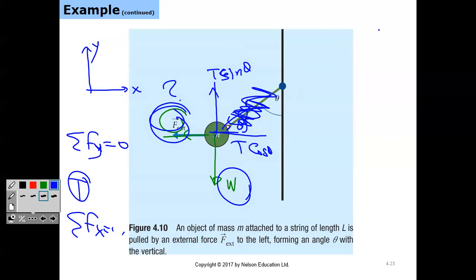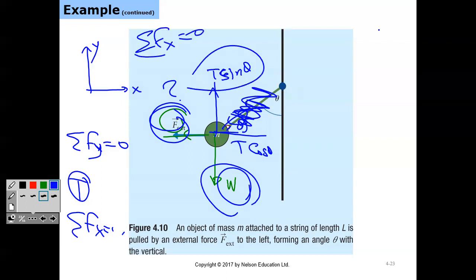Why do I do that? Then it will make it easy for us to apply into the equation. That's the only reason. Because when you write sigma Fx equal to 0, I can forget about this guy and this guy, because they will have no contribution. So it will be simply T cosine theta minus F external equal to 0. Right? Good. All right. I think I'll stop there.